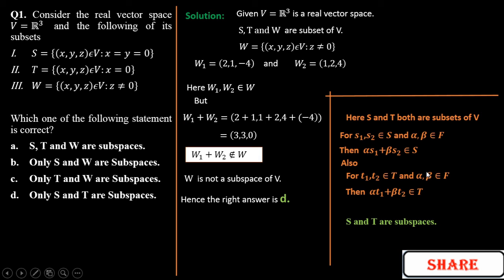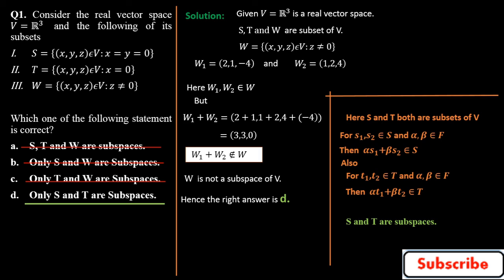This part is not required for this solution, but whenever we are required to show it, we will go accordingly. So our answer D is the right answer: only S and T are the subspaces of the vector space V. I hope we are not only solving the questions, we are also enlarging our theoretical part. So this is the basic idea of giving the question along with the theoretical part.